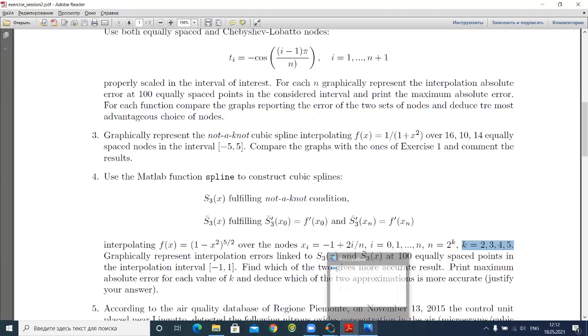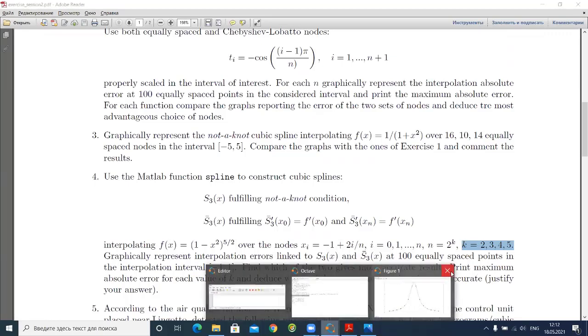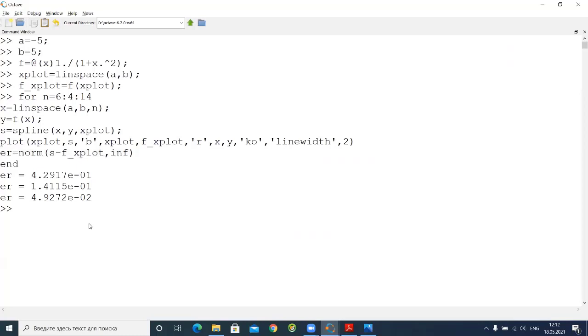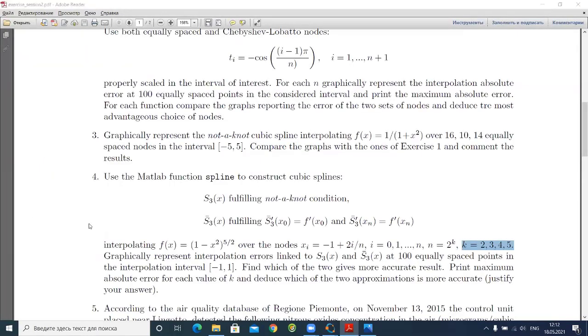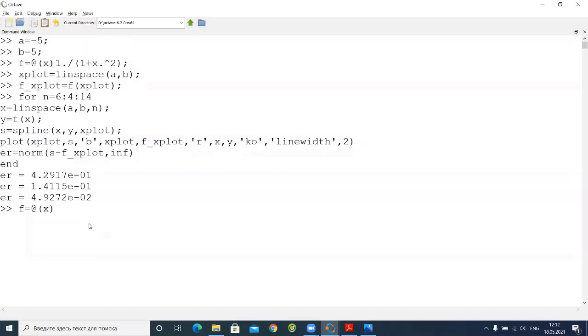Okay, so we need to do this now in our MATLAB window. So here, first of all, let's define the function f of x. So f is now at x, yes, at x. So here we can see 1 minus x squared, to the power of 5 over 2. So this is the function definition.